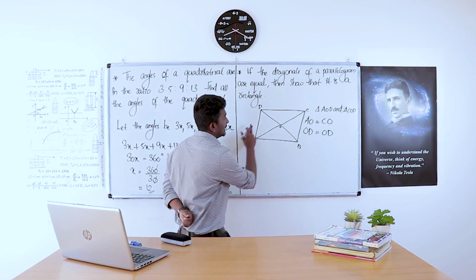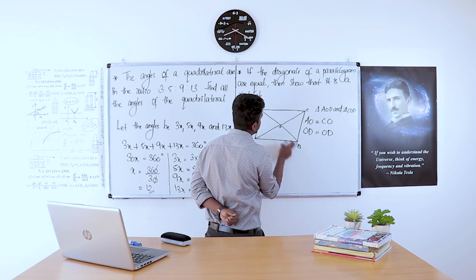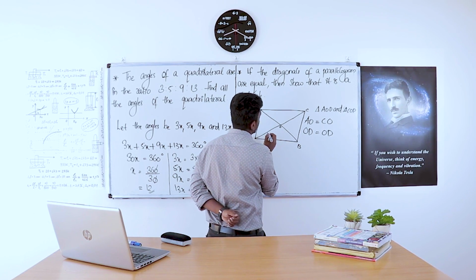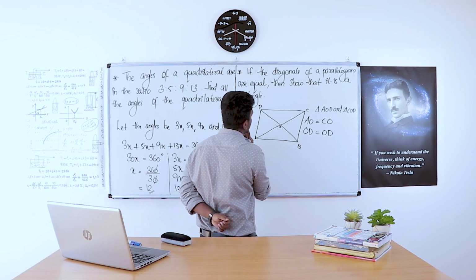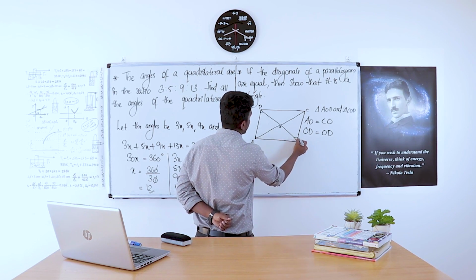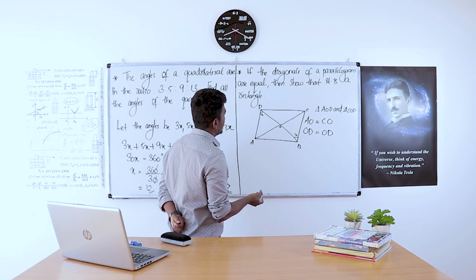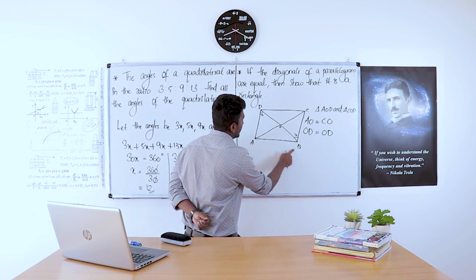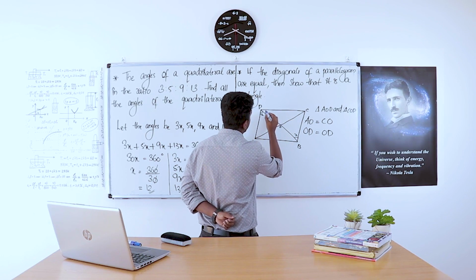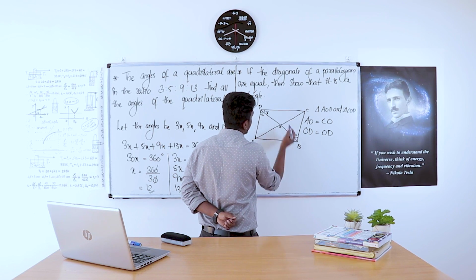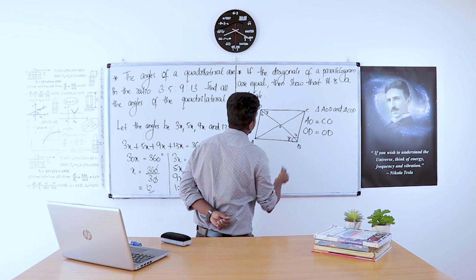Then if AD and BC are parallel to each other and BD is the transversal, then alternate interior angles are equal. Therefore, this angle and this angle are equal. If it is X, this is also X. And when we consider AB parallel to CD, alternate interior angles are equal. Therefore, if it is Y, then this is also Y.